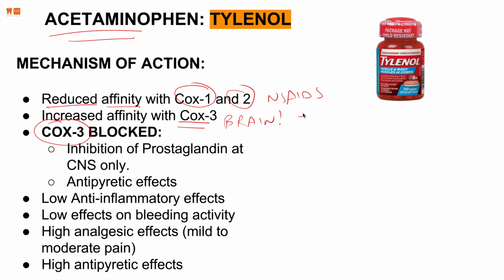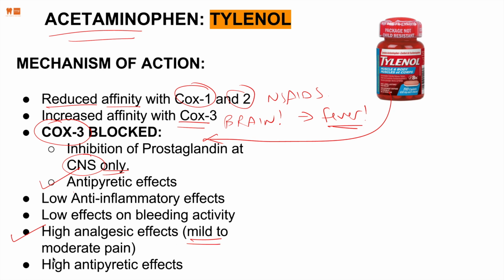And remember our fever cascade? COX-3 is affected in the fever cascade. So, COX-3 blocked, then we have inhibition of prostaglandins in CNS only, leading to antipyretic effect. Therefore, TYLENOL is used when it comes to fevers. It does have, however, low anti-inflammatory effects, but low effects on bleeding activity as well. However, it does still have high analgesic effects.